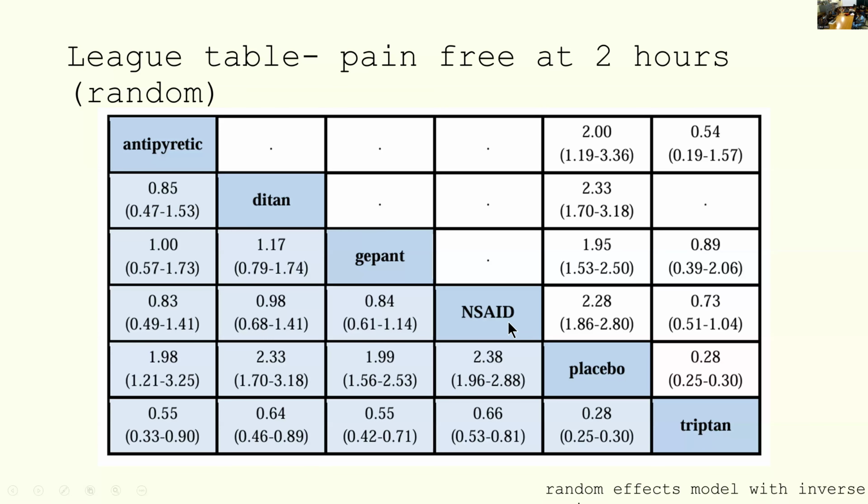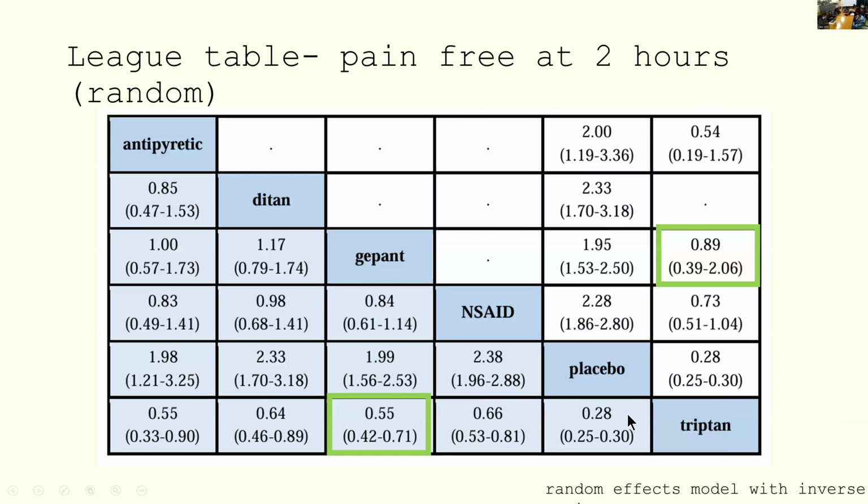Now let's look at NSAIDs. Is there any trial comparing antipyretics and NSAIDs? No. But we have an indirect effect which is 0.83. Is there any trial which compares placebo and antipyretics? Yes. And the direct evidence is 2. But the indirect evidence is 1.98, which is almost similar.